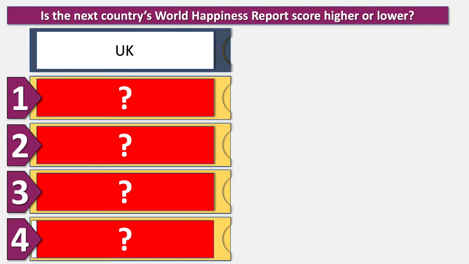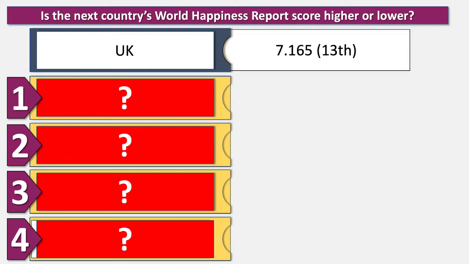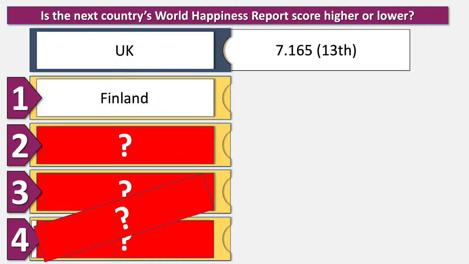What we're going to be doing is looking at countries' ranking on the World Happiness Report. So first of all, let's have a look at where the UK came in the World Happiness Report. So the UK was 13th. Unlucky for some. Remember that the World Happiness Report is made up of lots of quality of life factors, but interestingly, is also made up of subjective questionnaire results asking people how happy they think they are. So really interesting here.